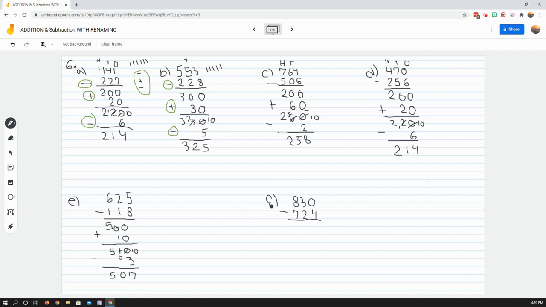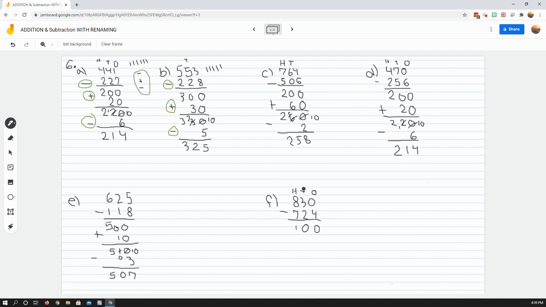Now I'm going to do letter F. So again, remember, these digits are in my hundreds place. These digits are in my tens. And these digits are in my ones place. So I have 830 and I have to take away 724. So if I have 8, I'm going to start here. If I have 8 and I take away 7, I'm going to be left with 1. Because I'm in my hundreds place, I'm going to add those 2 zeros because it's going to be 100.